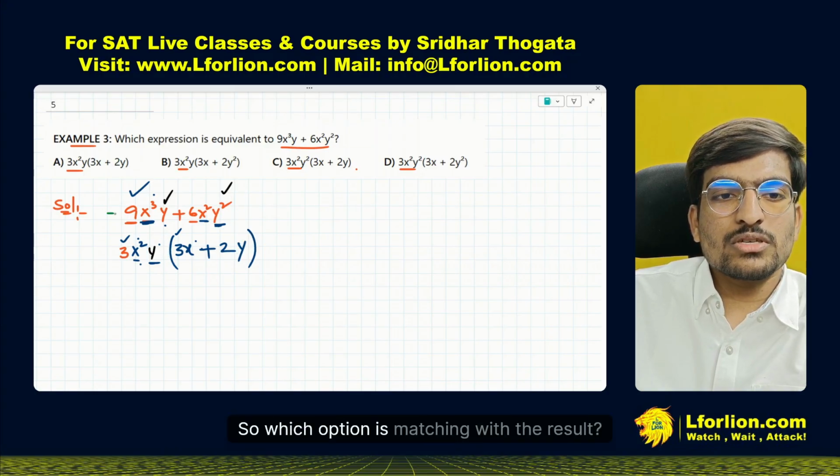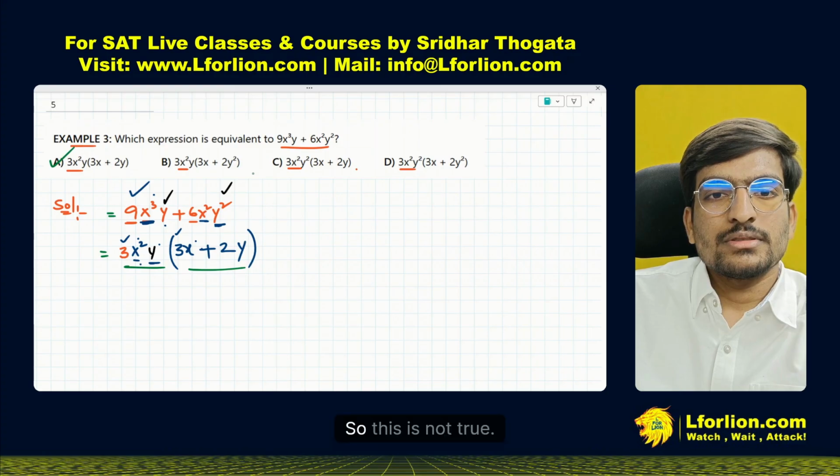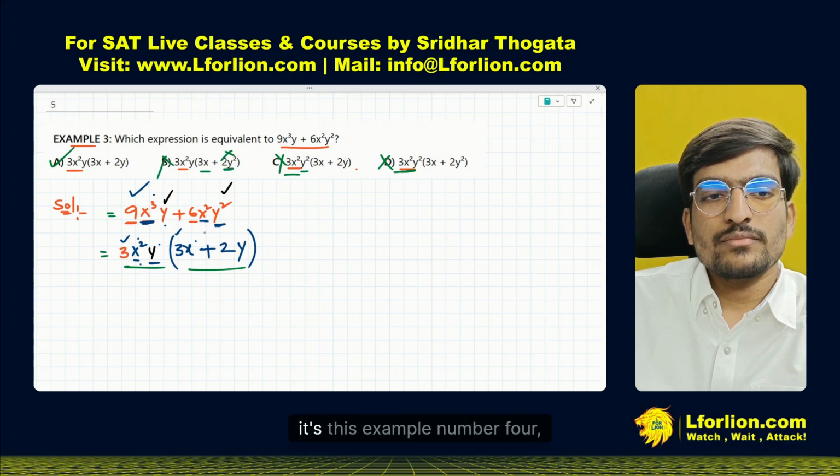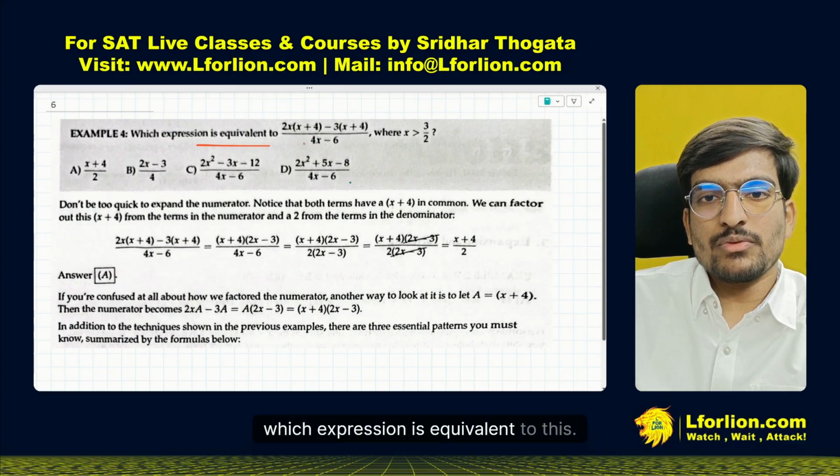So which option is matching with the result we got? 3x square y, 3x plus 2y, that's obviously option A. So this is not true. 3x square y square, nope. 3x 2y square, nope, it's this one. Example number 4. Which expression is equivalent to this?